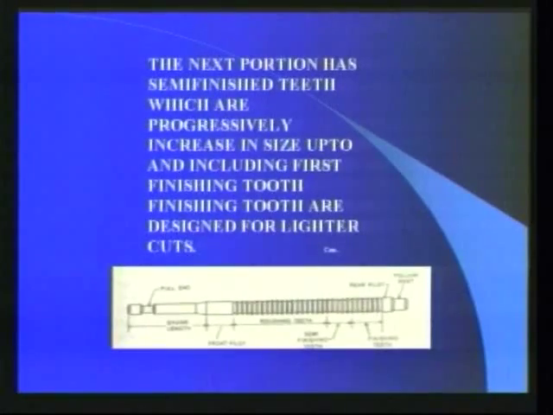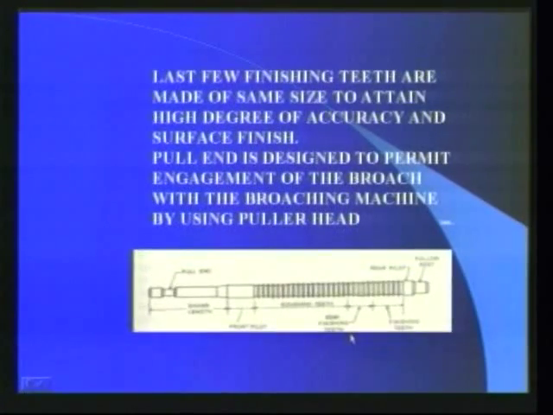The next portion has semi-finishing teeth, which are progressively increased in size up to and including the first finishing tooth. Finishing teeth are designed for lighter cuts. The last few finishing teeth are made of the same size to attain a high degree of accuracy and surface finish. The pull end is designed to permit engagement of the broach with the broaching machine by using a puller head.